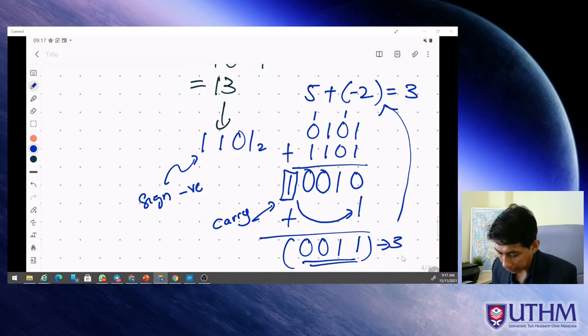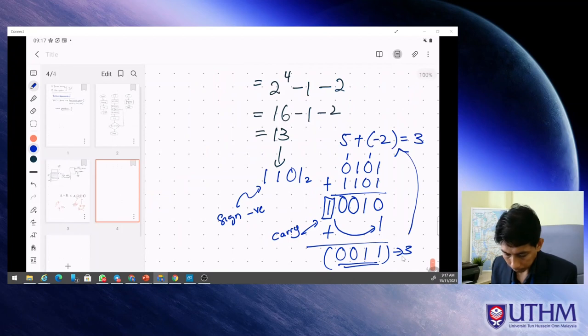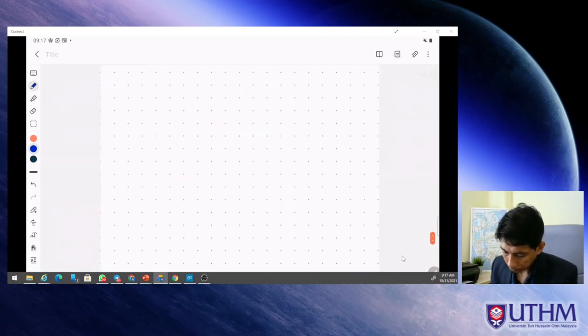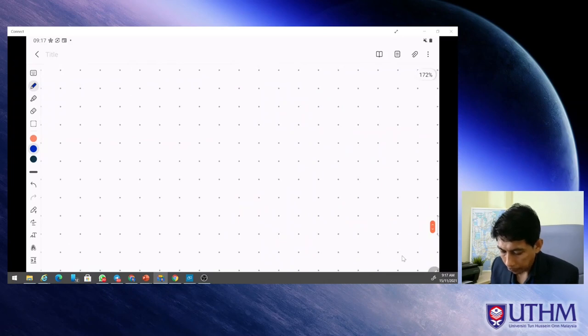Let's look at another example. For example, we want to have 6 minus 3 or 6 minus 1.